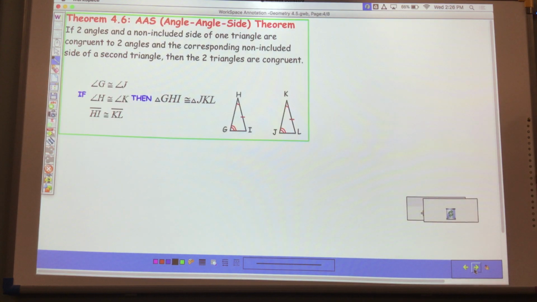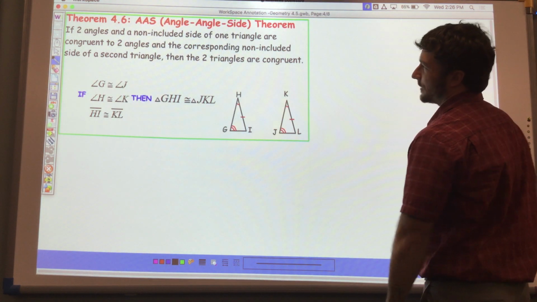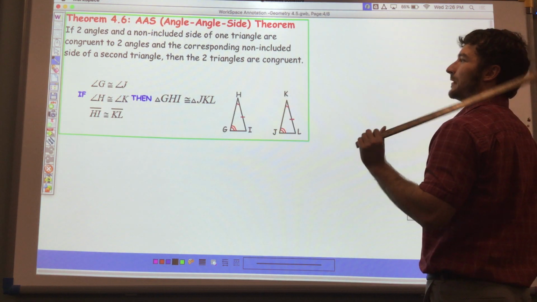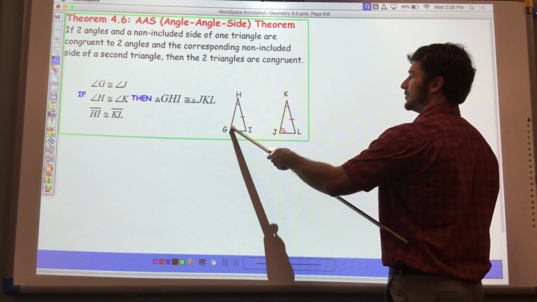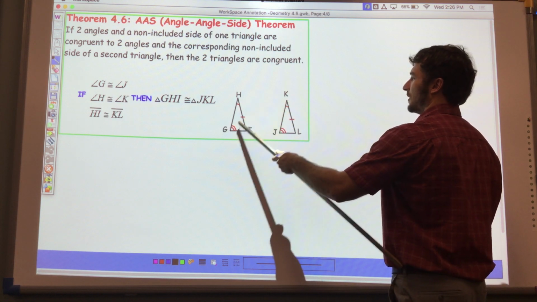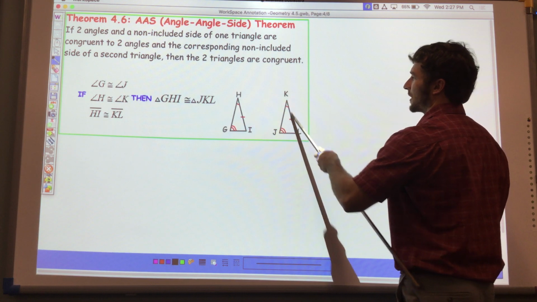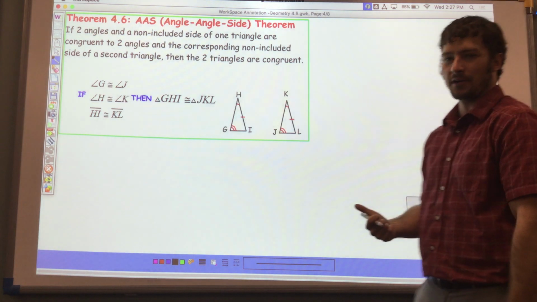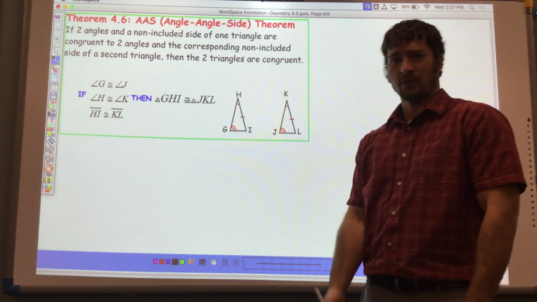The other theorem we have today is angle, angle, side. So angle, angle, side, again, got to pay attention to your order. If two angles and a non-included side of one triangle are congruent to two angles and the corresponding non-included side of a second triangle, then we have congruent triangles. So here, we got angles G and J, angles H and K, so angle, angle, same thing here, and then side. Segment HI is congruent to segment KF. So angle, angle, side is that fifth one. So now when you're proving triangles are congruent, there's 5 different theorems and postulates that you need to consider when proving your triangles are congruent.